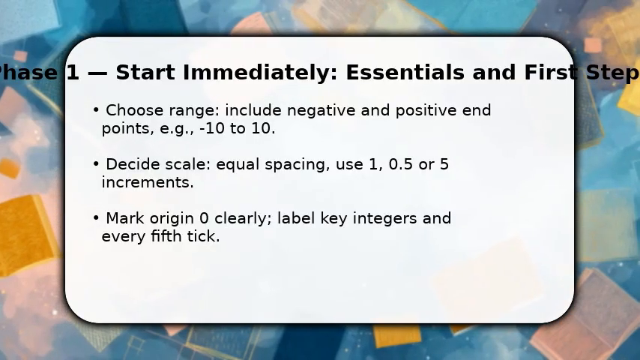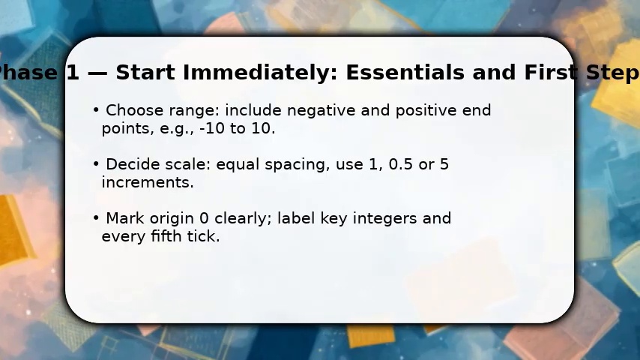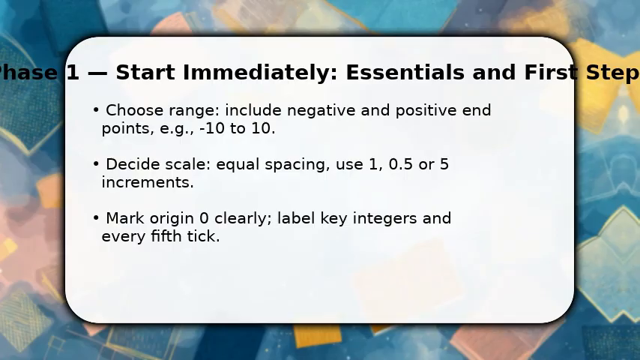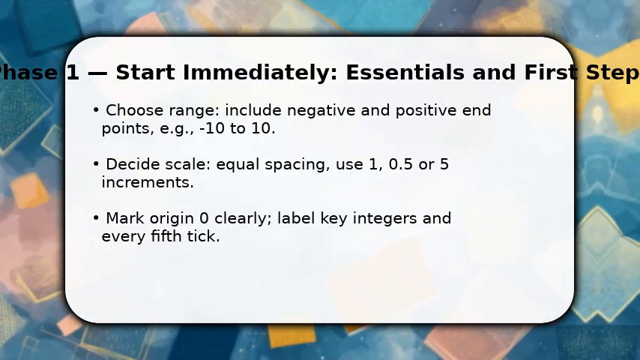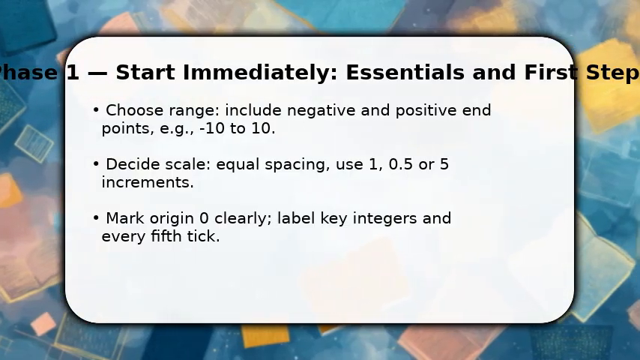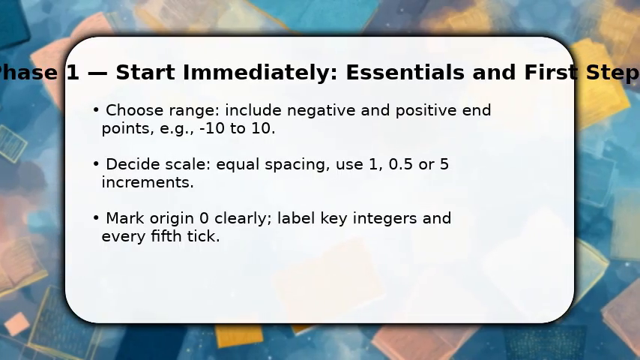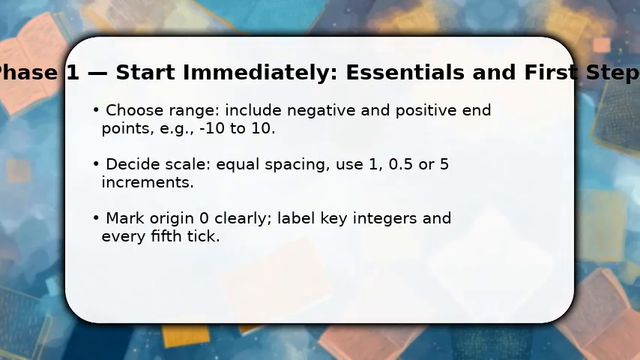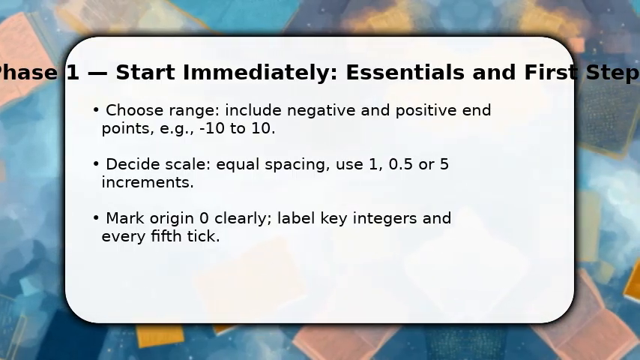You start by picking a clear range and scale. This matters because spacing dictates accuracy. Draw a straight horizontal line, then mark the origin as 0 so you have a reference point. Next, set equal intervals, use 1, 10, or 5 depending on the numbers you need, and label every tick or every fifth tick for readability.